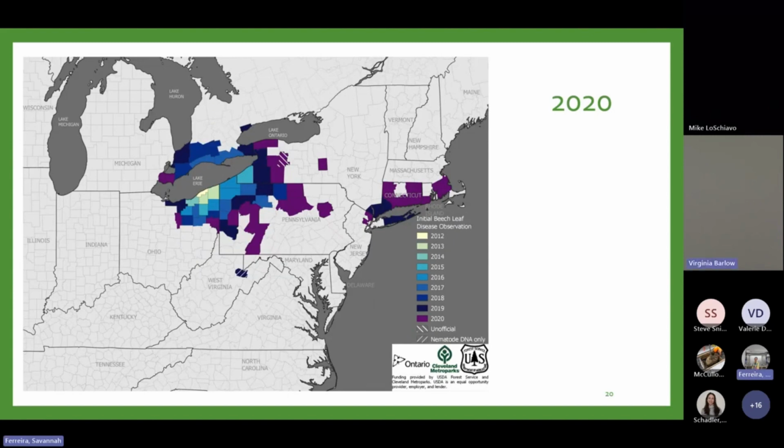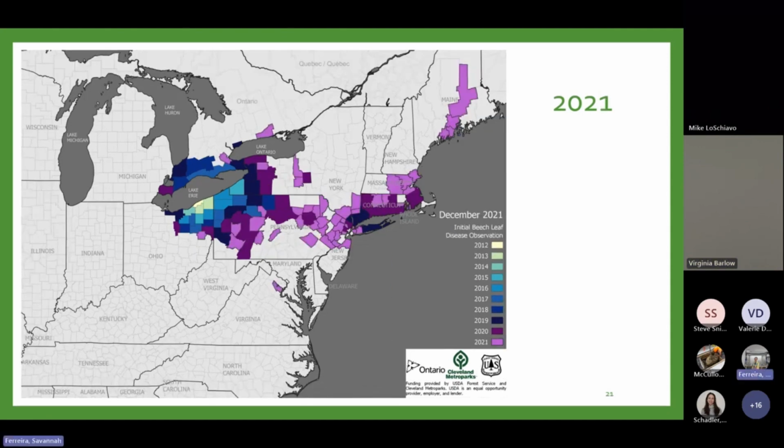As you can see in 2020, we then added Massachusetts and Rhode Island to the map. In 2021, Maine was added. The Maine detection is potentially a third introduction. Again, DNA work is going to be ongoing just because there's no other detection at this time made between northeastern Mass and New Hampshire. Also in 2021, many eastern states, including Vermont, set up monitoring plots to track the spread and mortality of beech leaf disease. So this could have contributed to filling in some of these gaps between detections, especially what we're seeing through Pennsylvania.